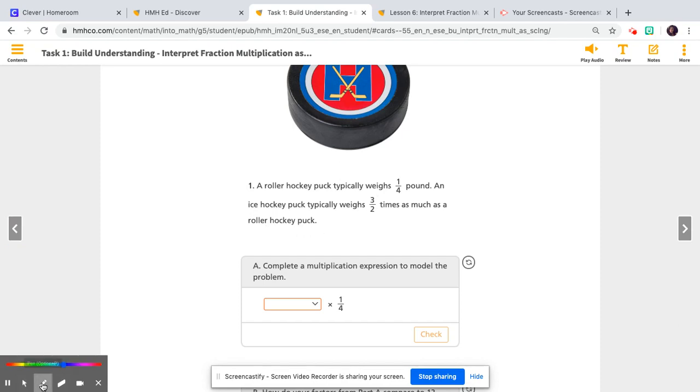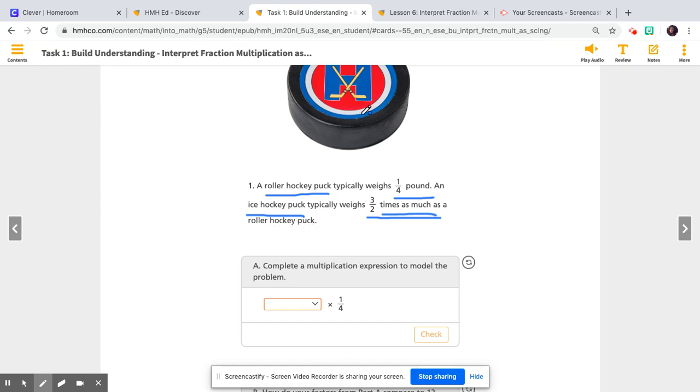Some important things that I'm going to highlight are the roller hockey puck that weighs 1/4 of a pound, and the ice hockey puck that weighs 3/2 times as much as. This "times as much as" tells me that I need to multiply the roller hockey puck, the 1/4, by 3/2, because it's telling me that this roller hockey puck is 1/4 of a pound, but the ice hockey puck doesn't equal 3/2. It's 3/2 times as much as the roller hockey puck.